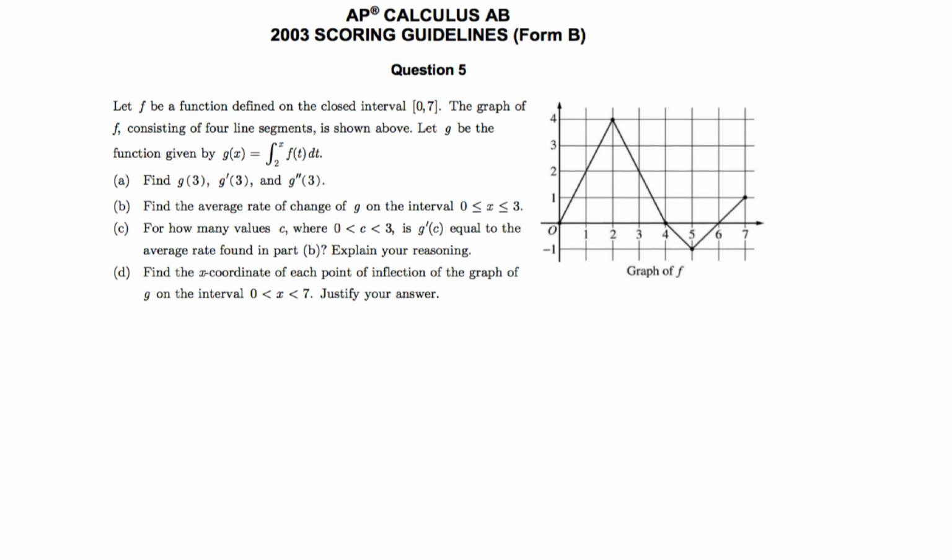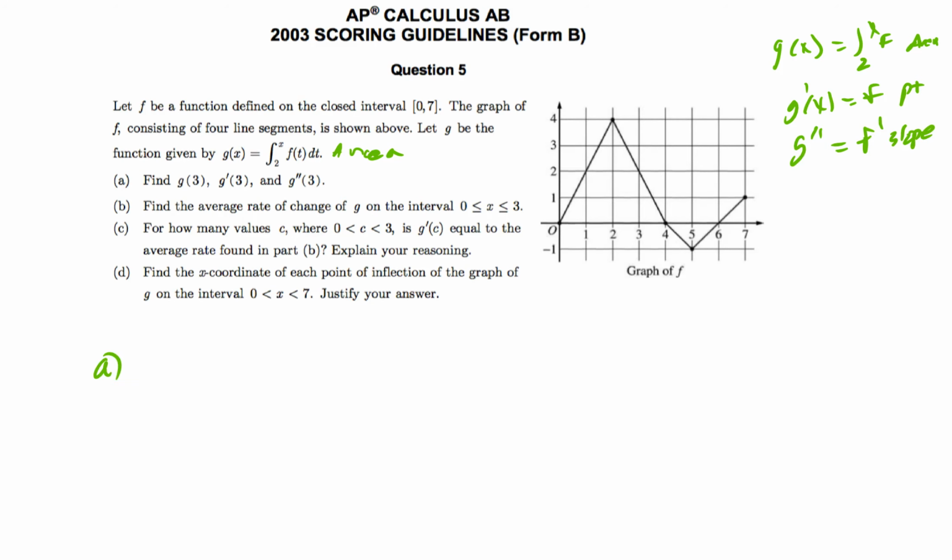So from 2003, Form B. Let the function f be defined above on 0 to 7. The graph of f consists of line segments shown. Let g be the function given by that. So again, that's my area. I always write, okay, that's my area. I'm gonna put g of x right here, equals integral from 2 to x of f of x is my area. Then g prime is just f, that's a point or value. And g double prime is gonna be f prime, so that's gonna be the slope. Look for the slope there.